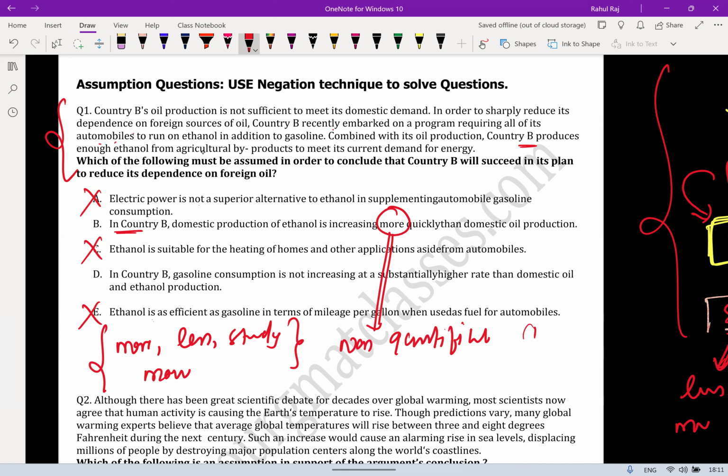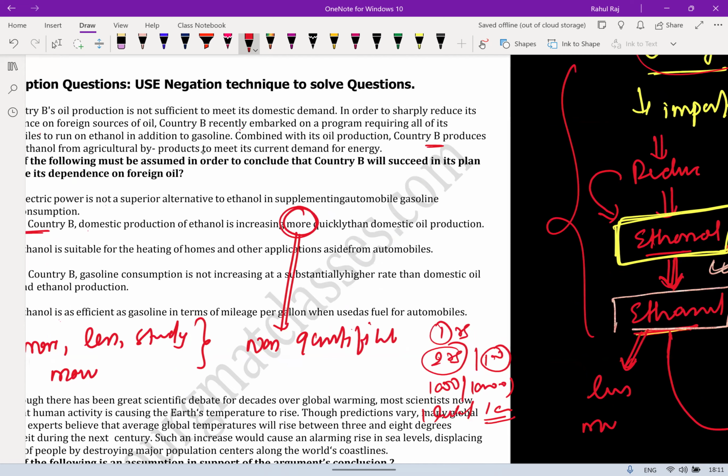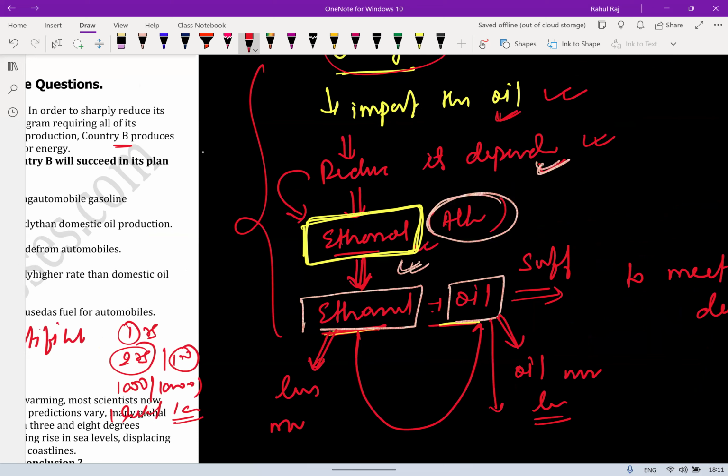So imagine you have 1 rupee. I have 2 rupees, I have more money than you. I have 100 rupees, I have more money than you. I have 1000 rupees, I have more money than you. I have 10,000 rupees, I have more money than you. I have 1 lakh rupees, I have more money than you. I have 1 crore with me, I have more money than you. So more as a word is non-quantifiable. So even if I'm negating that domestic production of ethanol is not increasing more quickly than domestic oil production, it might be that domestic oil production is 1000 tons and ethanol production is 999 tons, just 1 ton less. You can say production of ethanol is not increasing more quickly than oil production. Why? Because ethanol production is less than oil production.